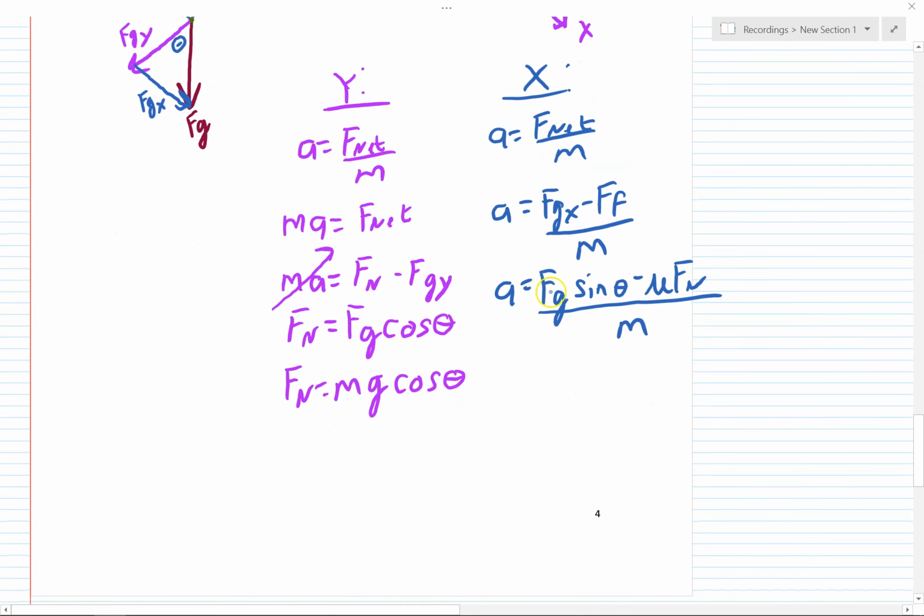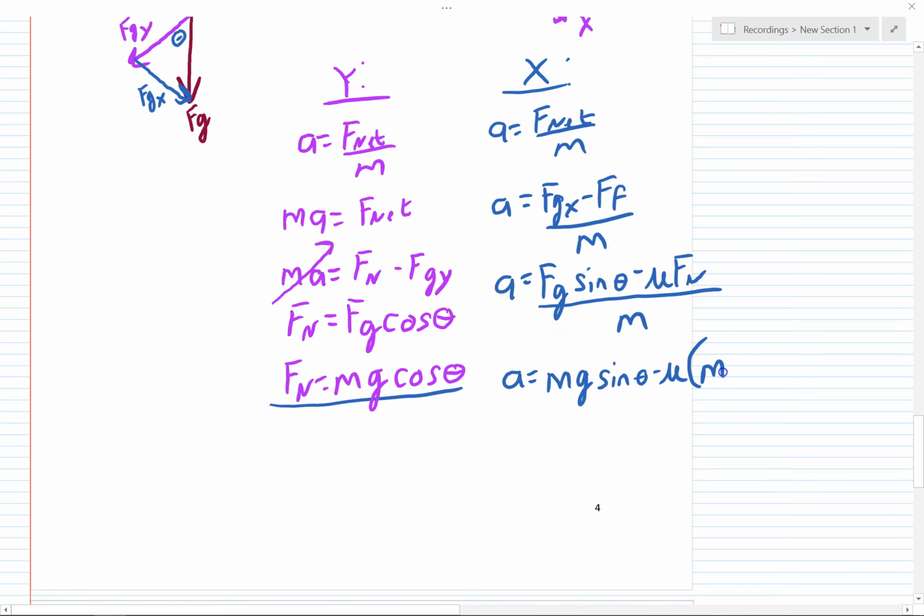We know we can calculate F sub g, we know theta, we know mu, we know m, but we don't know Fn. However, we solved for it on the left side, so we can plug in mg cosine theta for Fn. That gives us F sub g turns into mg times the sine of theta minus mu times Fn, which is mg cosine theta, all over the mass. Every variable has a mass in it. In this case, we could cross off the mass, and now we just plug and chug.